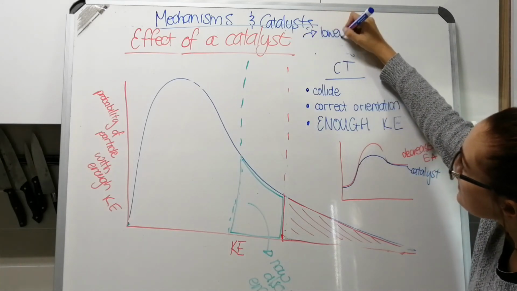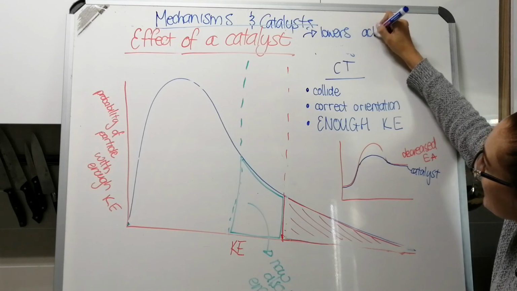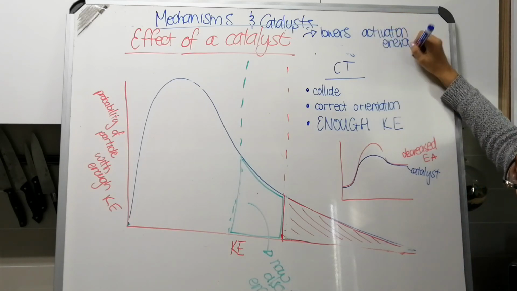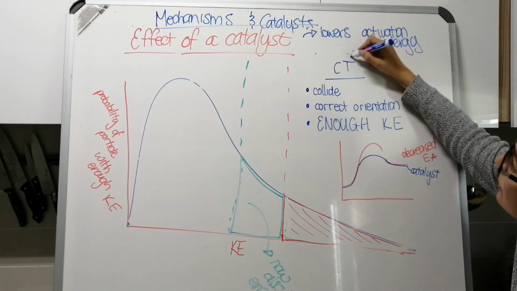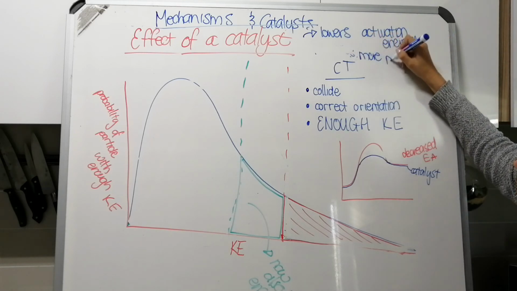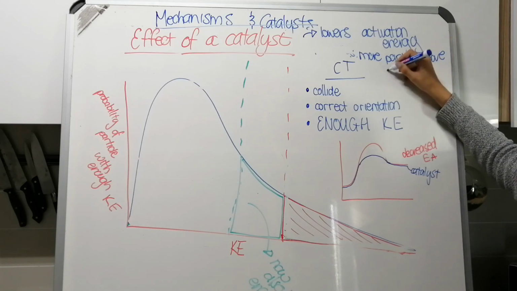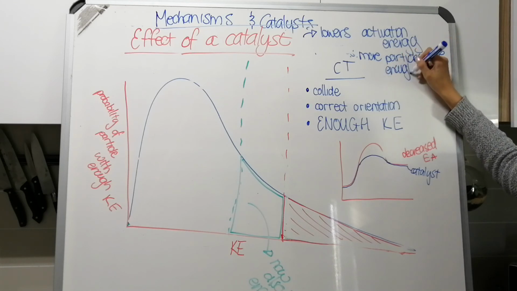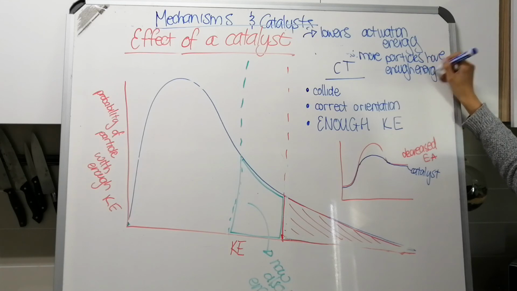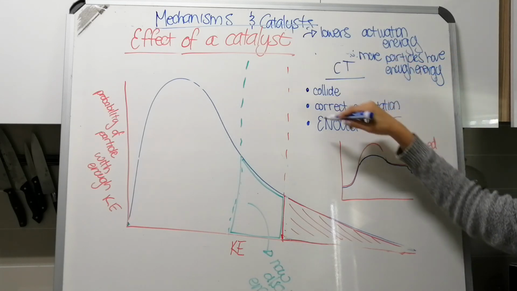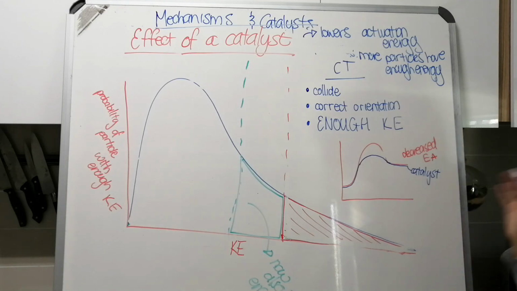Okay, so effects of a catalyst. This lowers the activation energy, and in doing so, more particles have enough energy. Which means once more we're going to have more successful collisions if we look at collision theory. Everything links back to collision theory in this section.